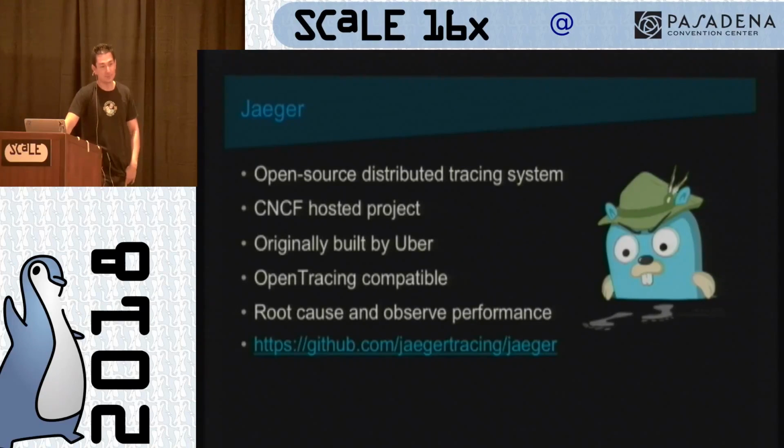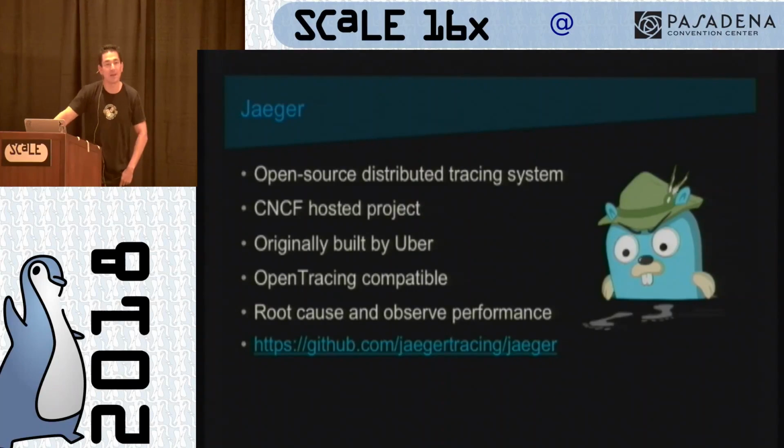So another component that we're going to take a look at today is called Jaeger. Jaeger is an open source distributed tracing system. It is a Cloud Native Computing Foundation hosted project. It was originally built by Uber. So you probably took an Uber here, maybe some of you. So they're using it, they built it.